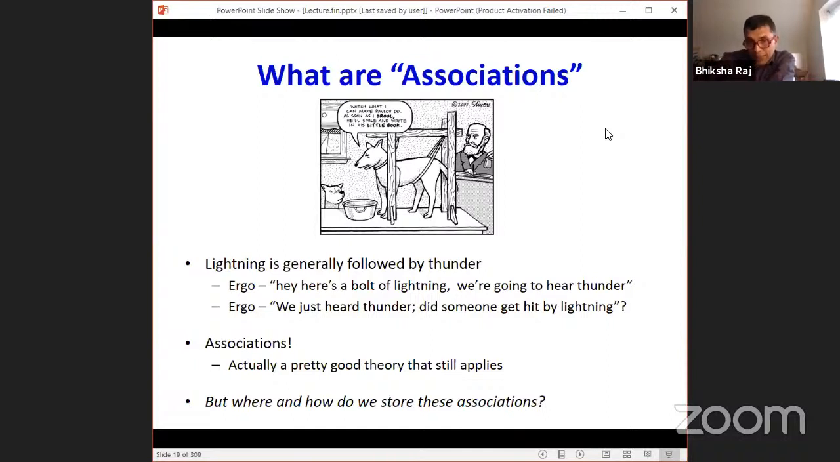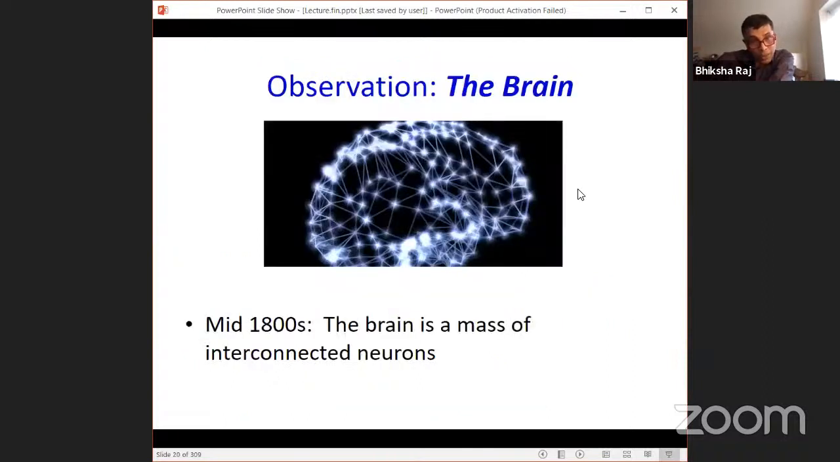But this still doesn't explain the brain. Sure, we perform all of these operations through associations, but where and how does the brain store these associations? That question remains unexplained. So to understand how that operates, we have to go back and look at the brain again. By the mid 1800s, it was known with the advances in microscopy that the brain is a mass of interconnected cells of a special kind called neurons. And so whatever it does, the mechanism is hidden somewhere in this mass of interconnected neurons.